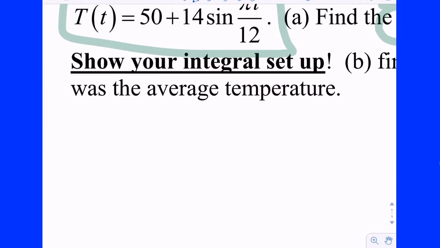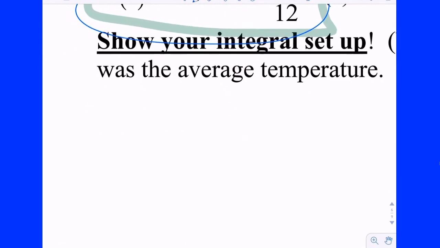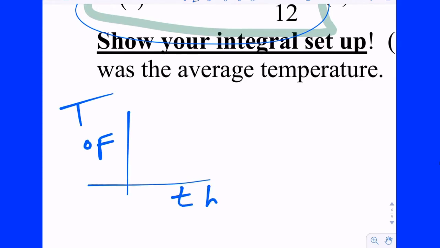If you're not sure, go ahead and just think about what it is the function gives you. We have temperature, big T in degrees Fahrenheit, with respect to time in hours. And if we're trying to find the average temperature, what are we measuring on the y-axis?